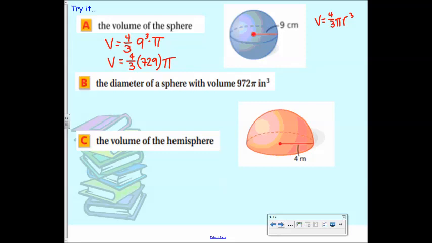So if you're in math prep mode, it'll give you the little box. And your answer then is going to end up being what? 972. Not just 972. Pi. Good. 972 pi. Okay? And it should be bigger than your 9 cubed because 4/3 is bigger than 1.